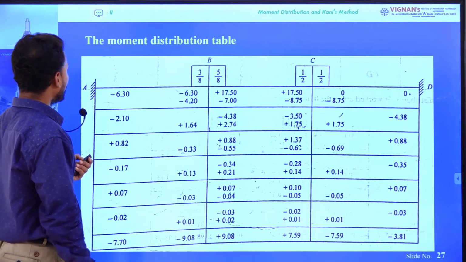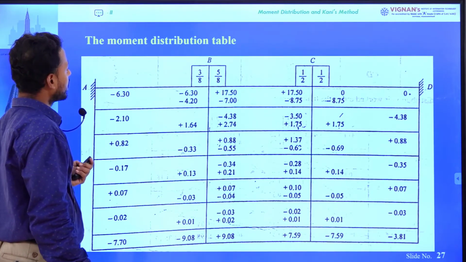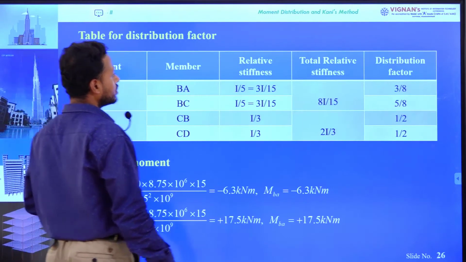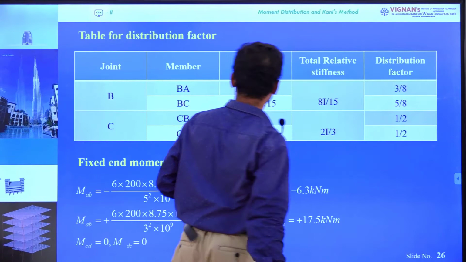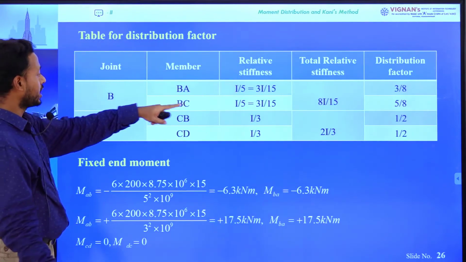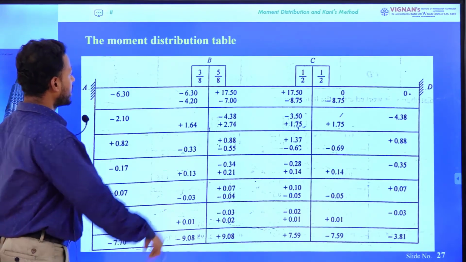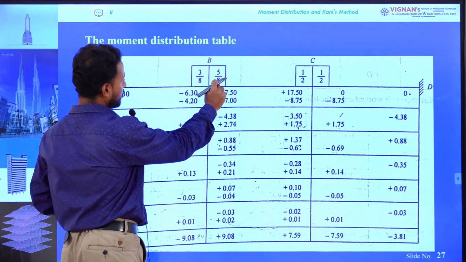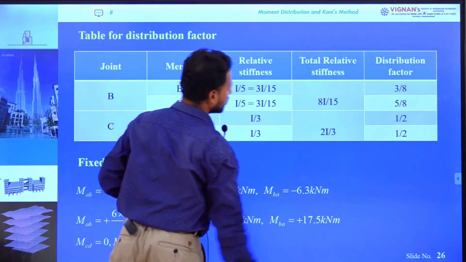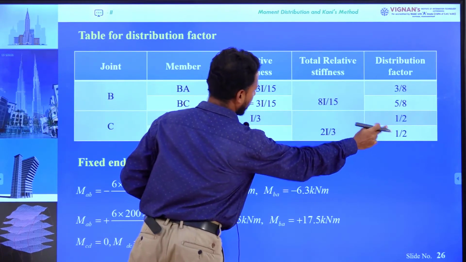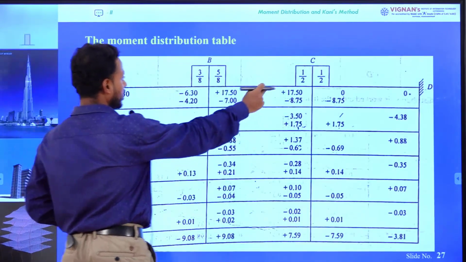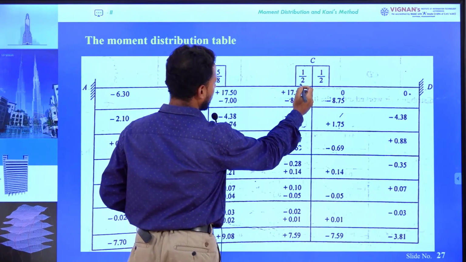Now I will calculate the moment distribution table. Here we have found the distribution factors: 3 by 8, 5 by 8, half and half. So I will write 3 by 8 and 5 by 8 at B joint. Next, at C joint I have distribution factor half and half, so at C joint I will write half and half.